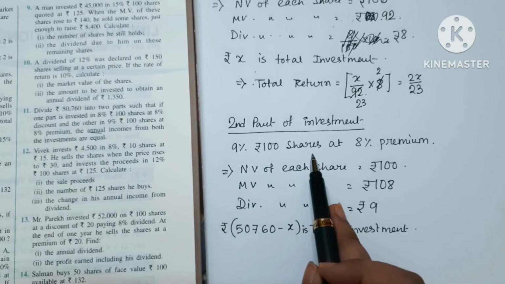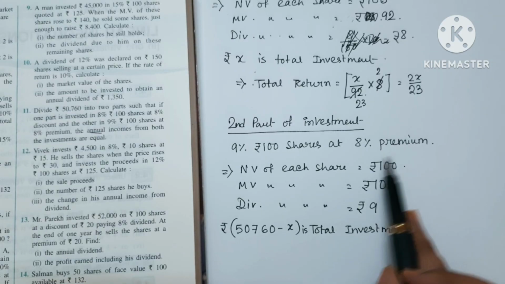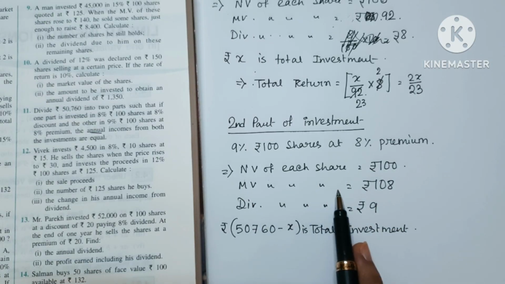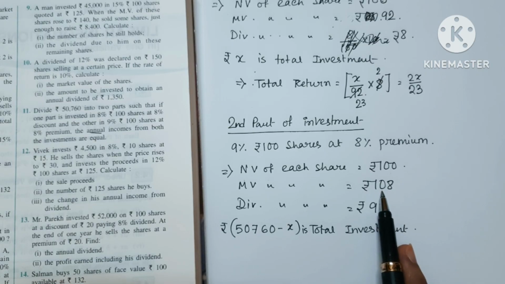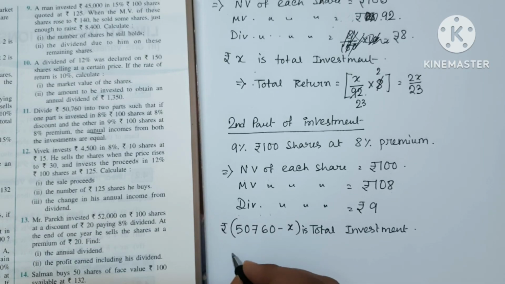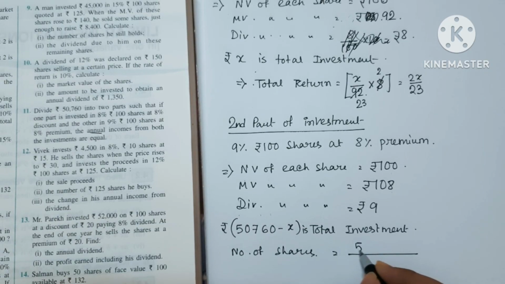9% 100 rupee shares at 8% premium. That means nominal value of each share is 100 rupees. Market value of each share is 100 plus 8, that is 108 rupees. Dividend of each share is 9 rupees. And this is the total investment. So that means number of shares is 50760 minus X by that market value, and then the total income or total return.